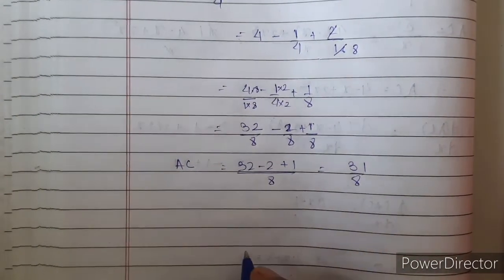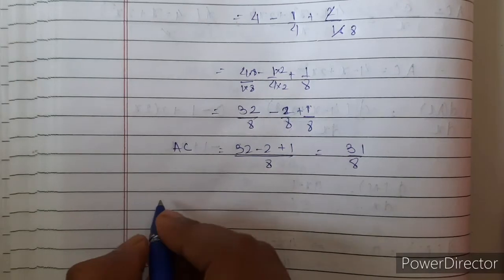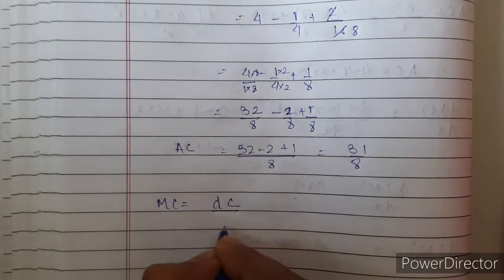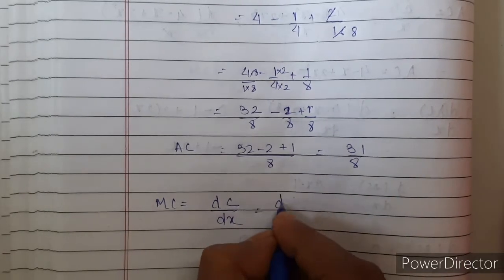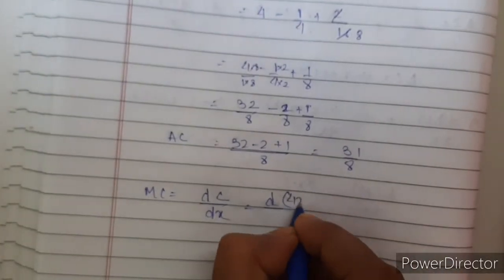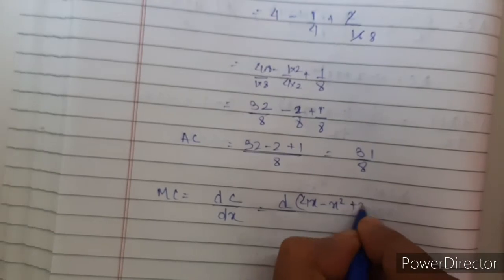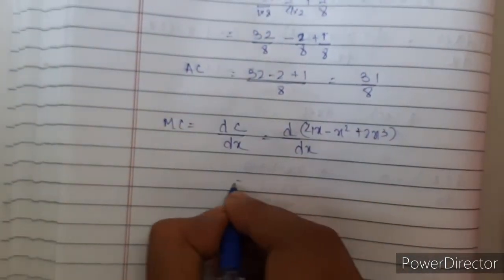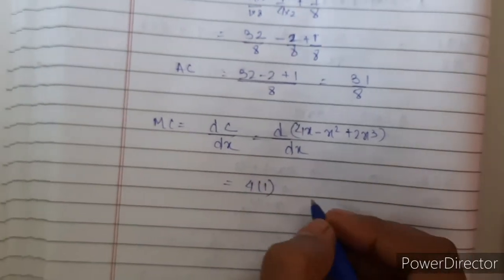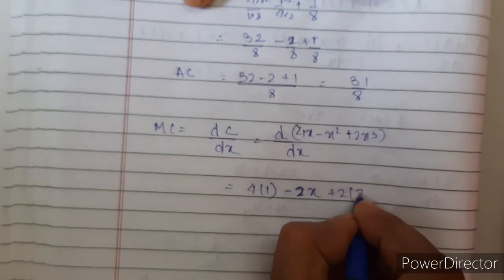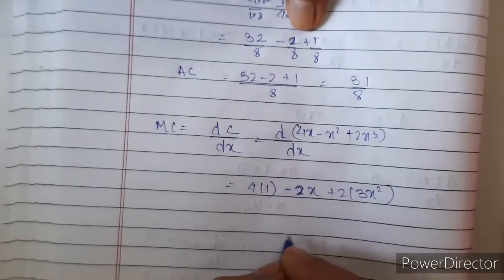Now next we have to check if our marginal cost is equal to average cost. Now what is marginal cost? Marginal cost is change in cost with respect to change in output. So change in cost, 4x minus x square plus 2x cube with respect to x. Now we have to differentiate this. 4 is a constant, the derivative of x is 1, minus the derivative of x square is 2x, plus 2 is a constant, the derivative of x cube is 3x square.